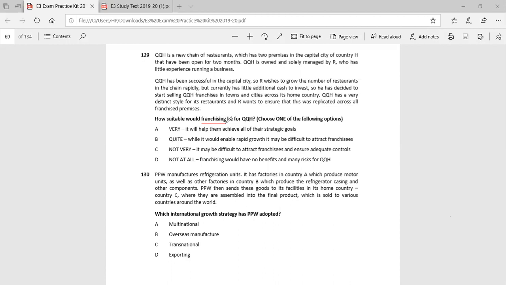Because it has a distinct style, the individual ideas cannot be implemented. They have to go with the model. Whatever the model is, they have to follow that. Okay, so that is one thing. And it says that it will be difficult to control. Yes, it will be difficult to control because it wants to be selling this across the country, across its home country in various towns and cities. So having control on that may be difficult.